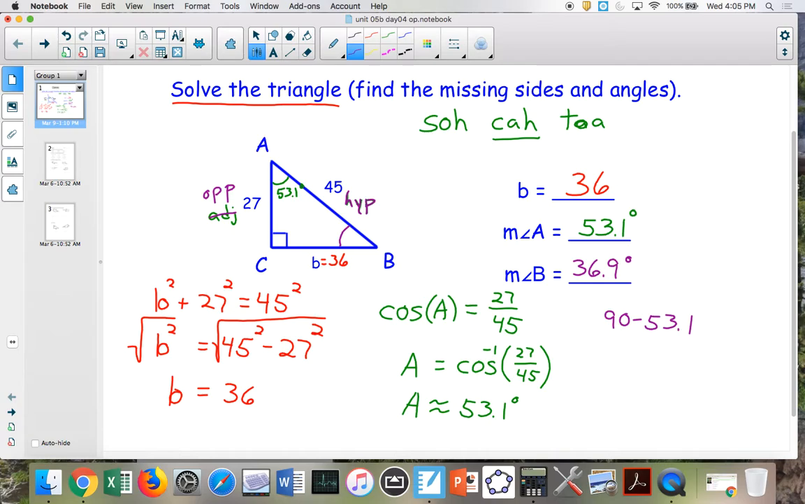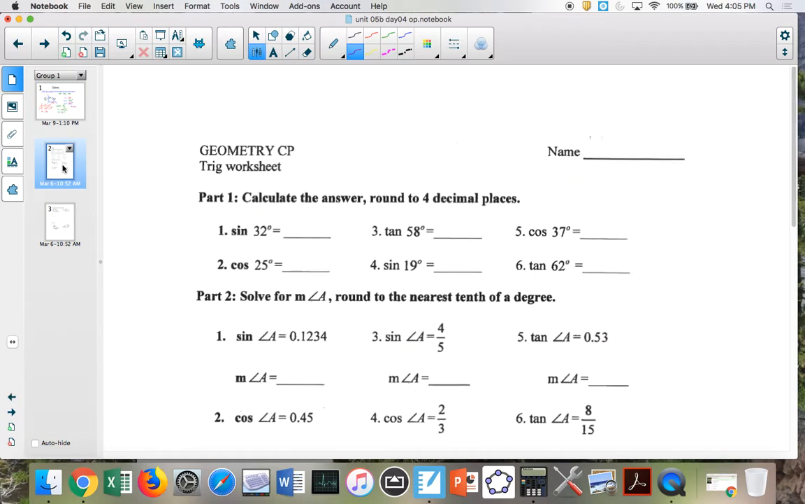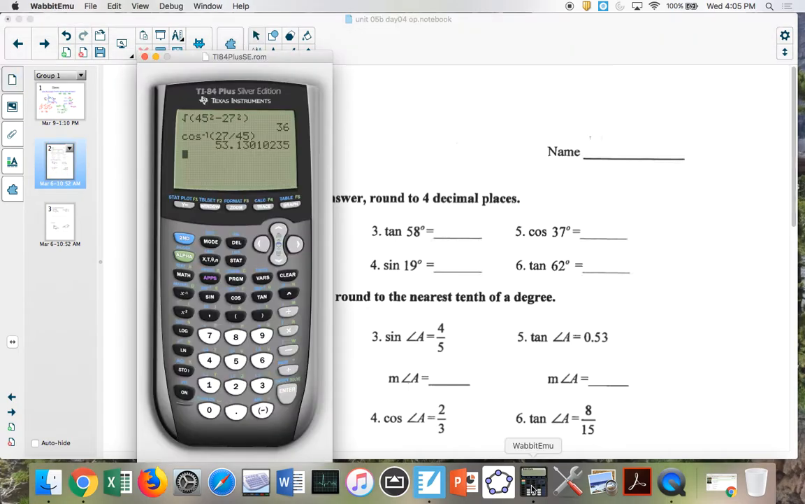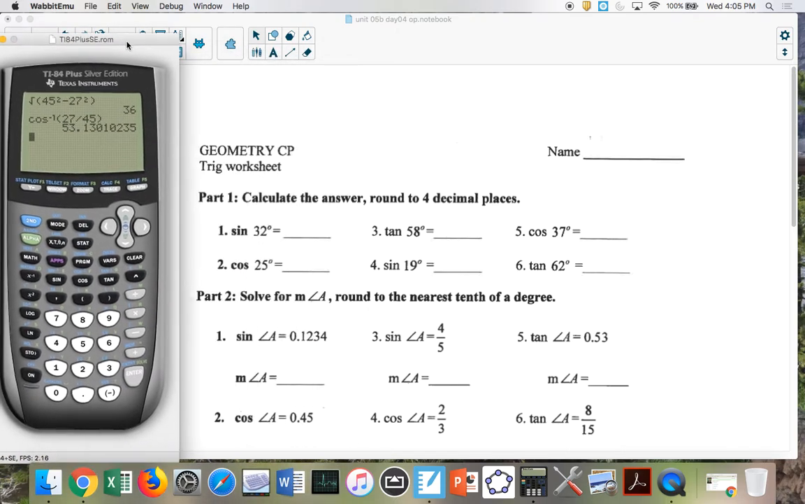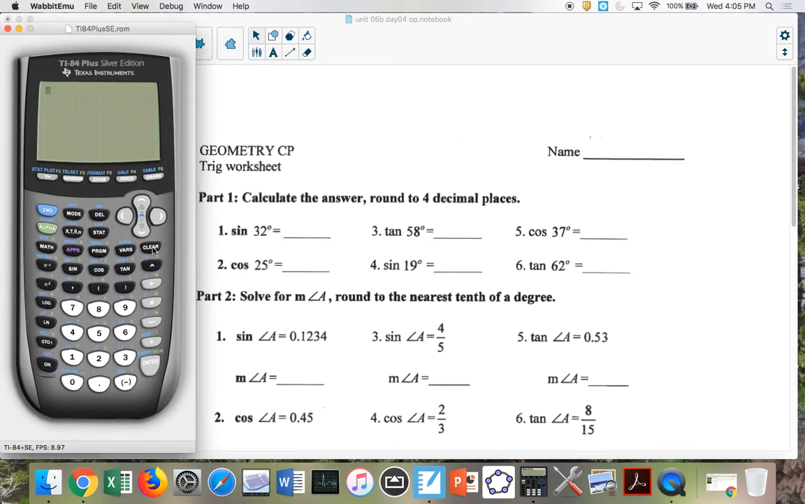All right, let's go back and look over the homework which you were assigned last class. I'm not going to fill in all the answers for you, but I'll fill in some of them. So the first part, you just had to use a calculator and calculate the sine or cosine or tangent of the angles. So number one says, what's the sine of 32? So you punch in sine of 32. This one says round to 4 decimal places, so I'm going to say 0.5299.